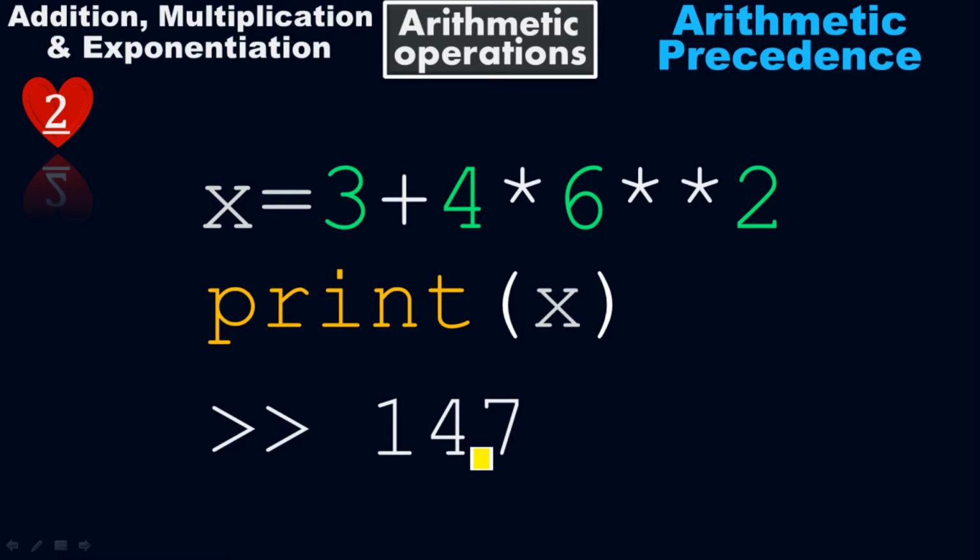That's how the precedence of the arithmetic operators works. First solve the exponentiation part, and then the multiplication part, and then the addition part. You will get 147 if you take the print of x.